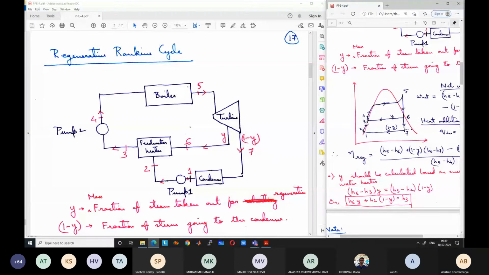So for an equal amount of energy, the fraction of steam that undergoes the process from H6 to H3 needs to be much smaller as compared to the fraction of liquid which undergoes heating from 2 to 3, because this part is only sensible heating. Because H6 minus H3 is very large, this Y is very small. Because H3 minus H2 is very small, 1 minus Y is quite large. You can directly see this from the energy balance itself.